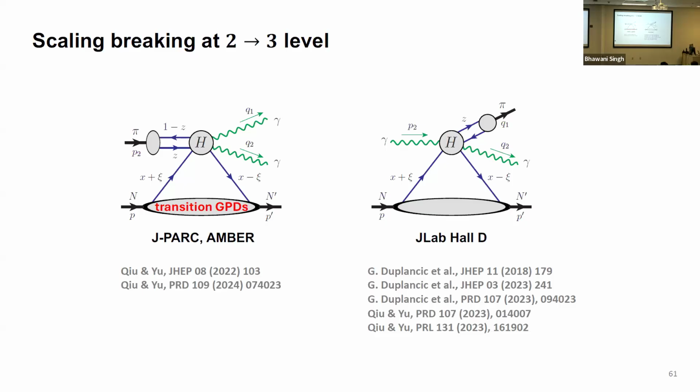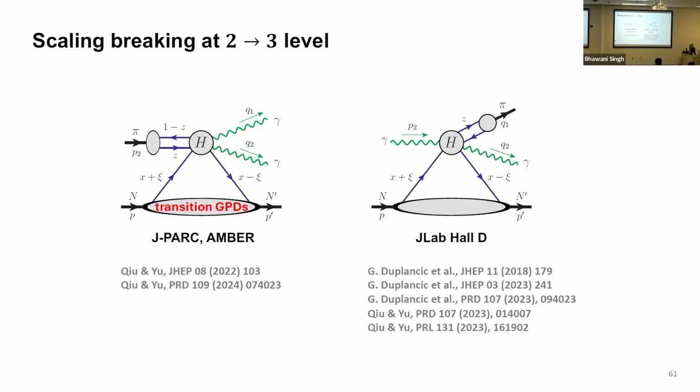So we would like to have scaling breaking at the 2 to 3 level, and we need to find processes of this type. Currently we have found two processes. One is the collision of a pion with a proton, with two photons in the final state. The other is to cross the photon and the pion, to have a collision between a photon and a proton, with a pion and a photon in the final state. The first process, with the pion beam, can be studied at J-PARC or AMBER, and the second, with the photon beam, can be studied at JLab Hall D.